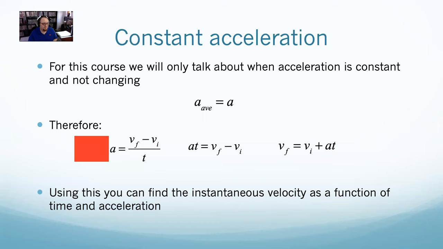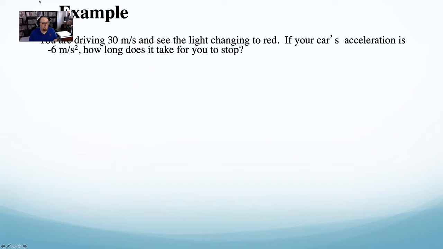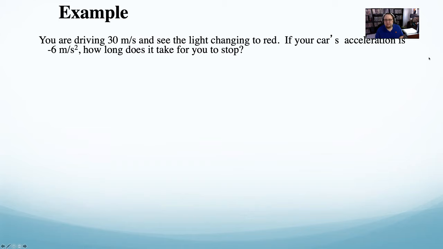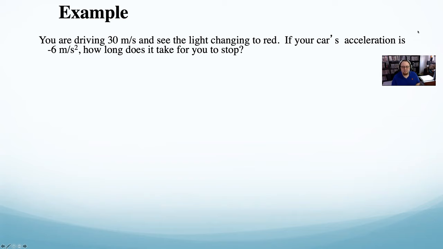Questions? Okay, I'm going to do another example problem. Let's say you are driving at 30 meters per second and you see a red light. When you see the red light, you slam on the brakes. By slamming on the brakes, your car has an acceleration of -6 meters per second squared. How long does it take the car to stop?